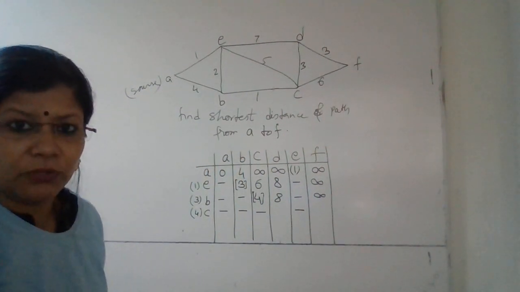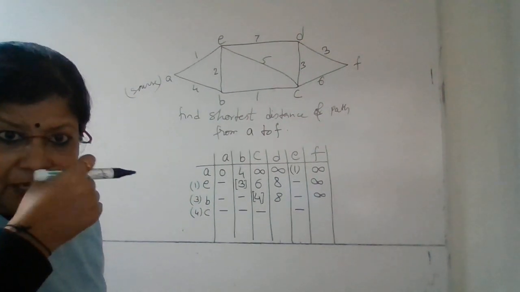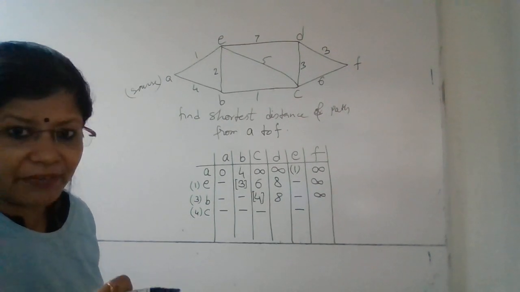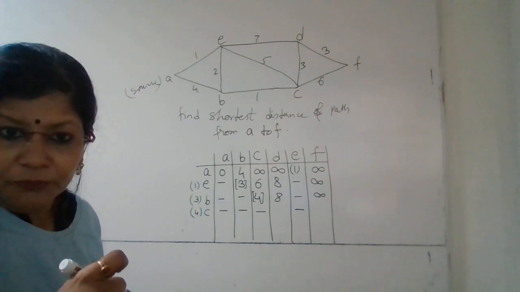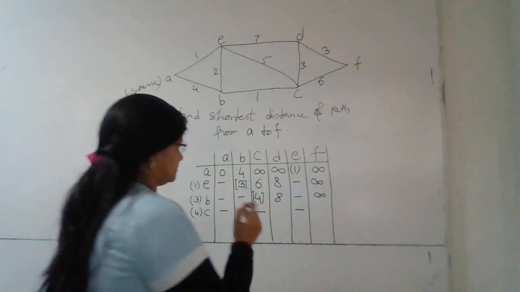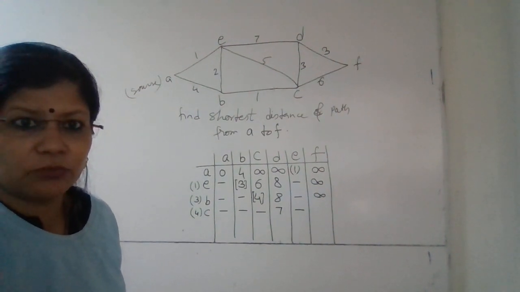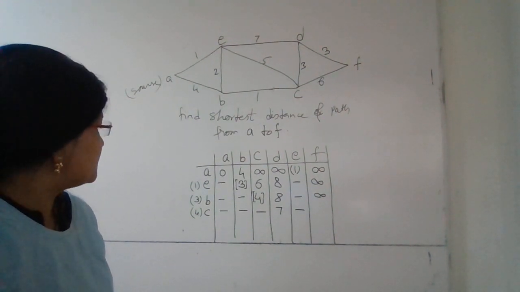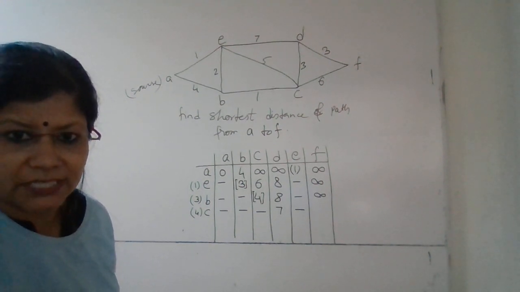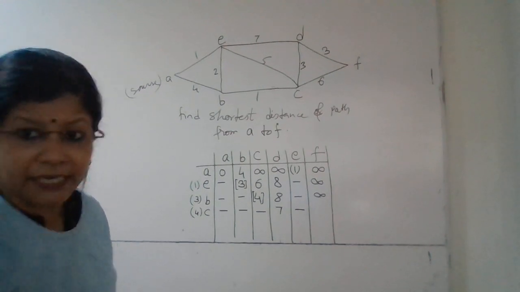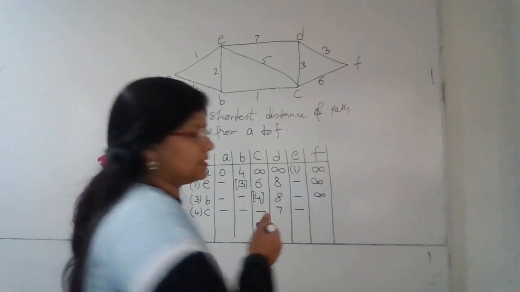Now move C to D. C to D having 3 value. So 3 plus 4 is 7, and the minimum value of 7 and 8 is 7. Now move C to F. C to F having 6 units, and 6 plus 4 is 10. The previous value is infinity, so the minimum value is 10.